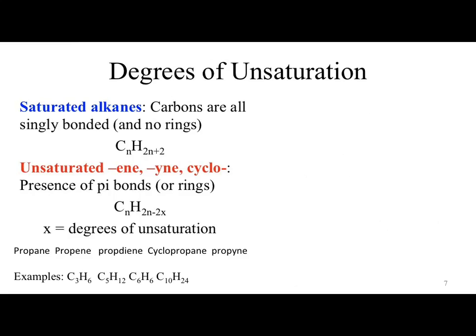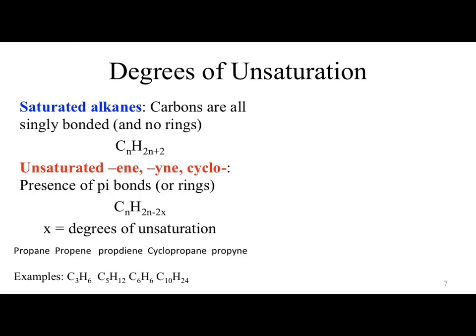Okay, we'll talk about rings here in a second. Our formula for a saturated alkane is CnH2n plus 2. As soon as we make our structure unsaturated, meaning we've removed some hydrogens, so you can evaluate saturation as the number of hydrogens. If I unhydrogen the structure, I lose 2 hydrogens for every type of unsaturation unit I can generate.